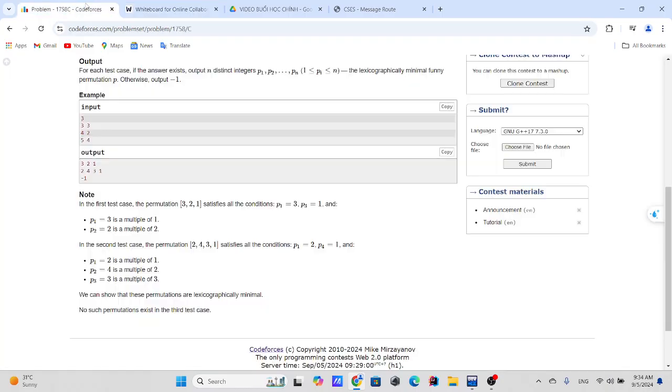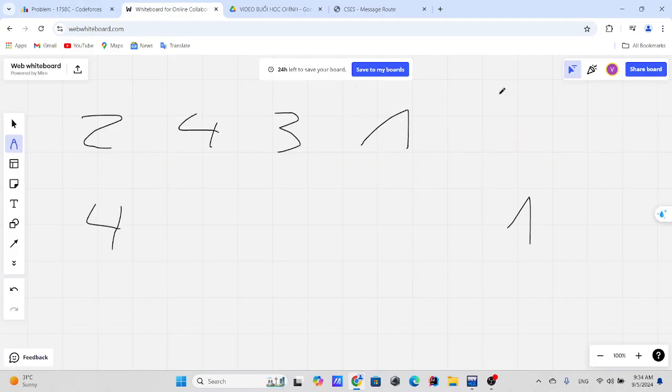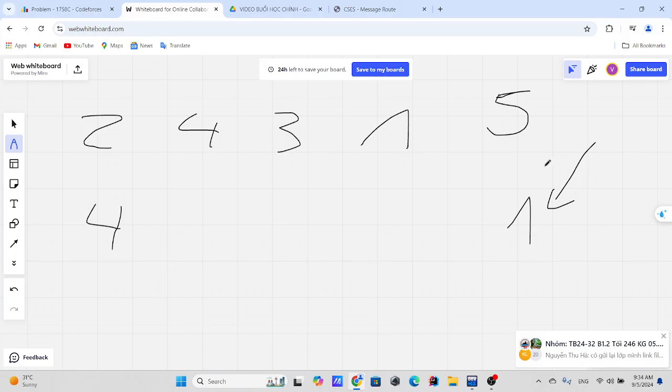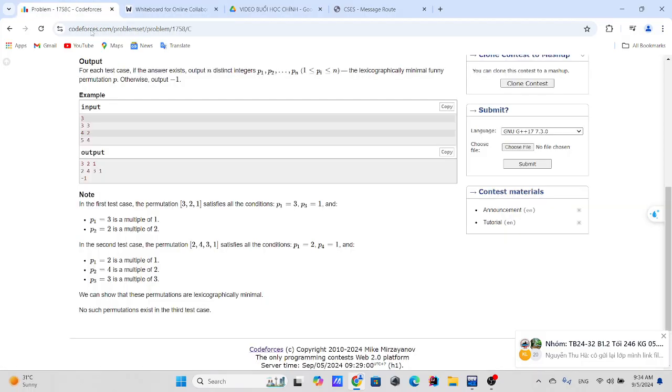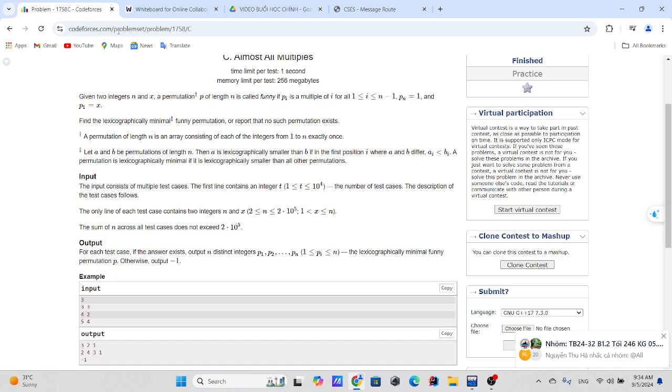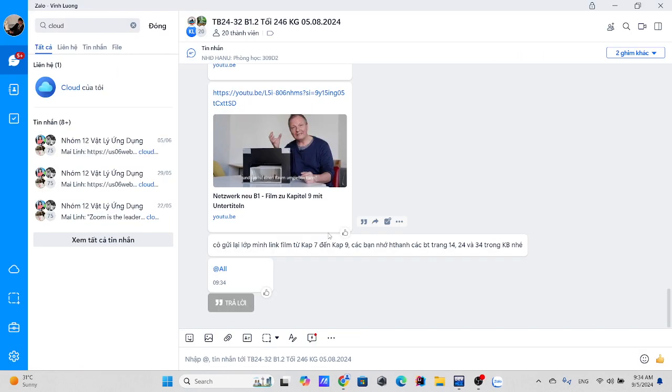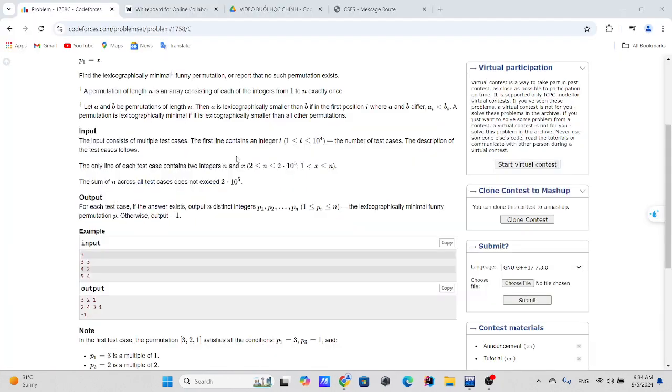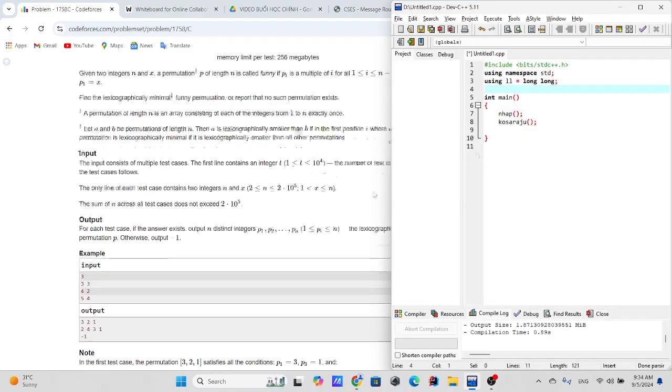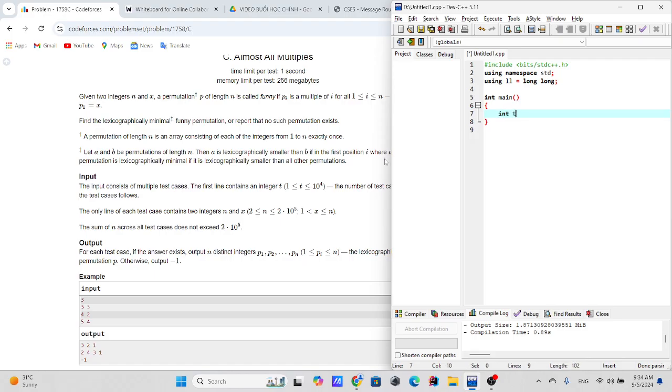And 5 is a prime number, right? And a prime number is only divisible by itself, but it's the largest number in this permutation. But the last index is occupied by 1, so of course the answer will be -1. Okay. Oh shit, whatever. So much homework.